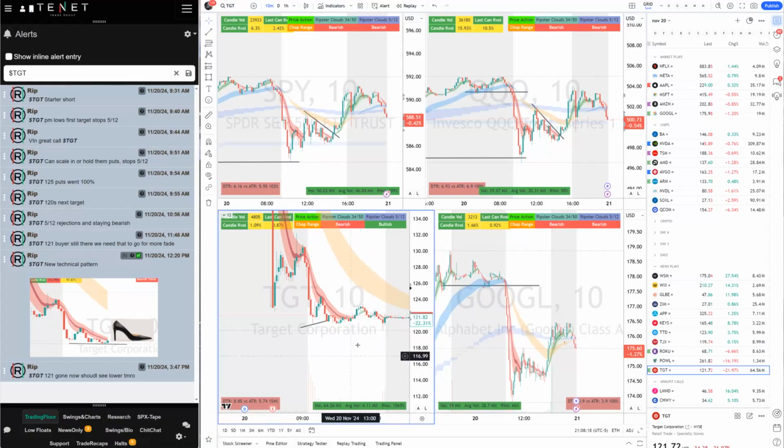I would have loved to see it break down. I will show you what Roku did. Roku was another one of our gap down fades, and Roku did a similar thing and gave us a nice little fade here. Okay, so let's see how the puts went here.